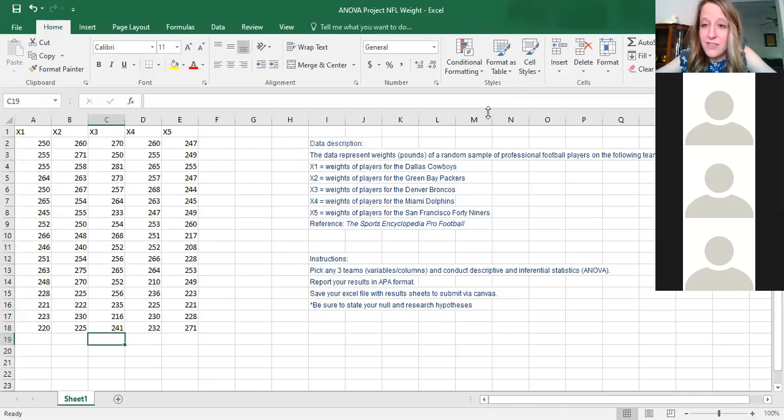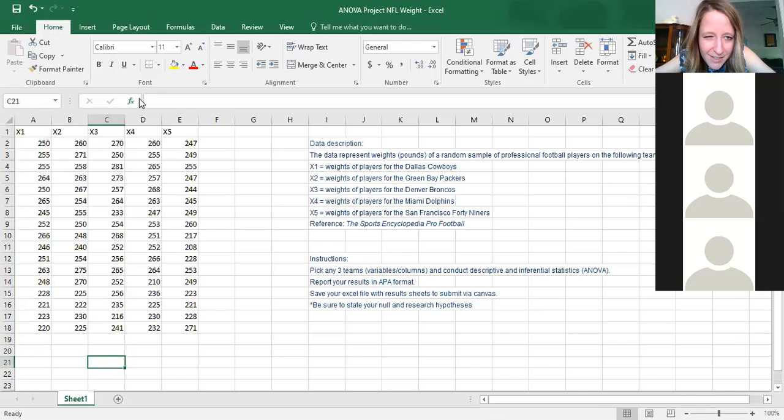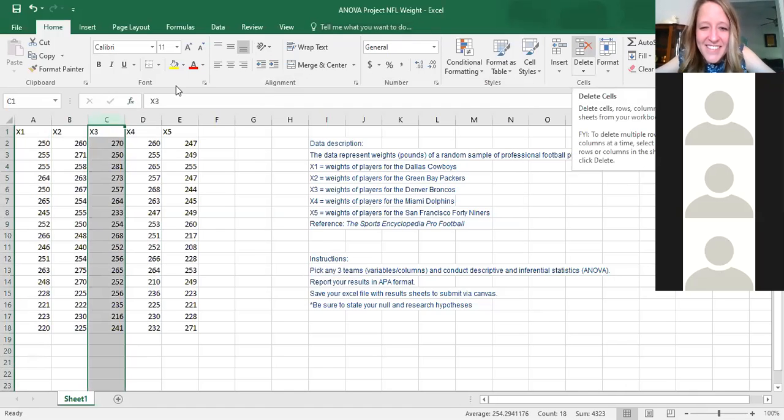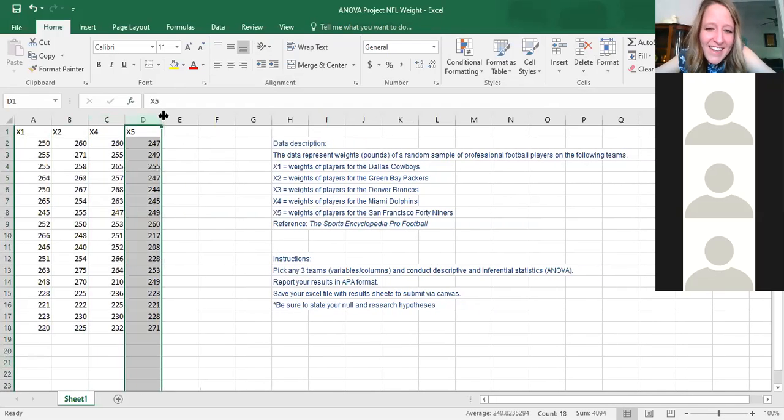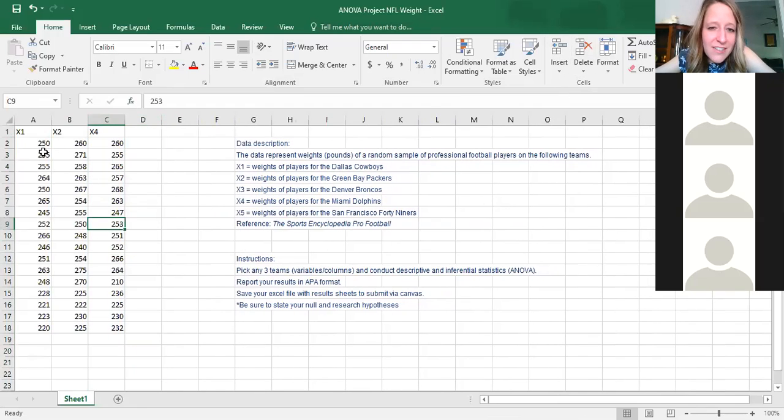so on and so forth for these 5 different teams. And so these instructions just say, pick any 3 teams that you want and conduct your descriptive statistics and then conduct an ANOVA. And so it'd be doing the same thing that we did before. You would pick whichever 3 teams you want. Maybe you don't like the Denver Broncos. You're like, I want to get rid of them. And you're like, no, I don't want the San Francisco. And so you're saying, okay, I want Dallas Cowboys, Green Bay Packers, and Miami Dolphins.